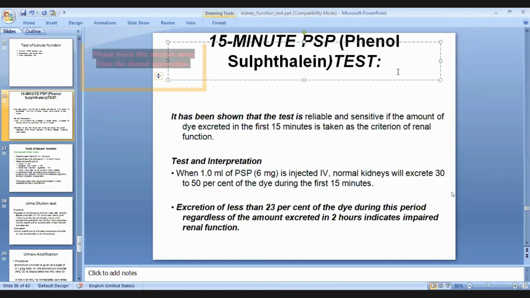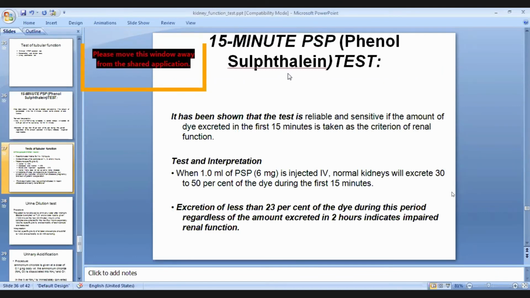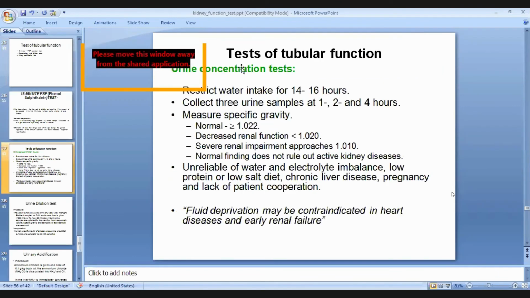That will be lab assessing. Another test for tubular function: the urine concentration test. It shows how much the kidney is able to concentrate the urine. For this purpose, there should be restriction of water intake for 14 to 16 hours. Urine samples should be collected at 1, 2, and 4 hours, and specific gravity should be measured in that urine.